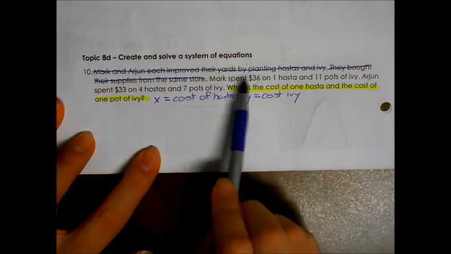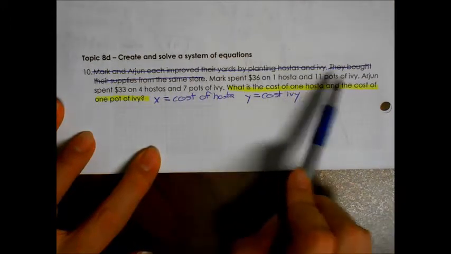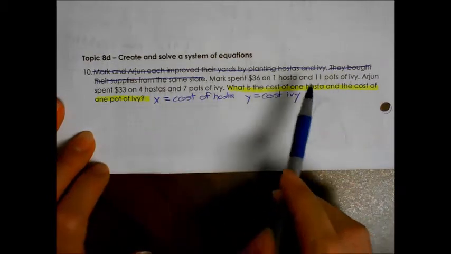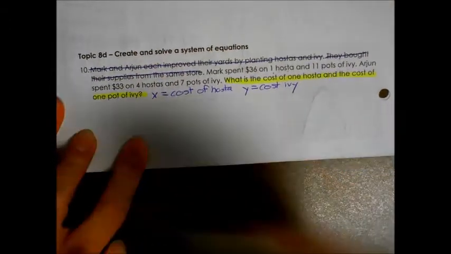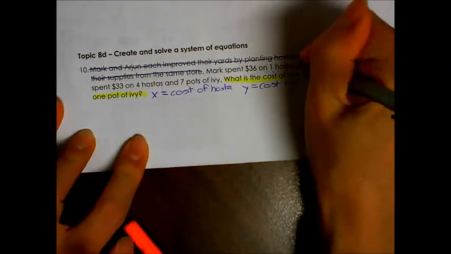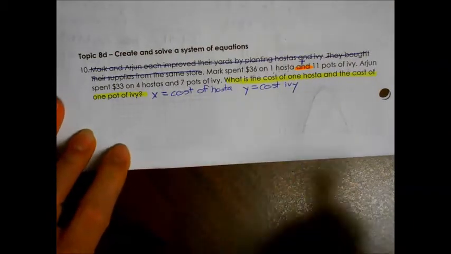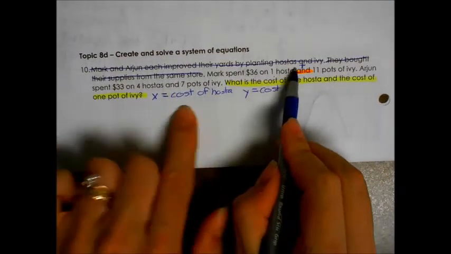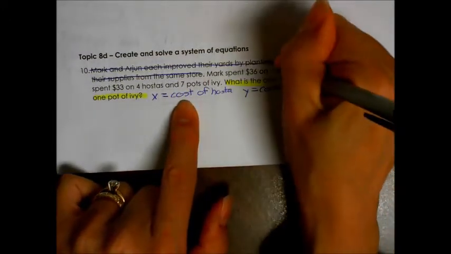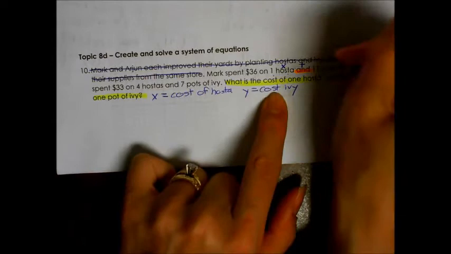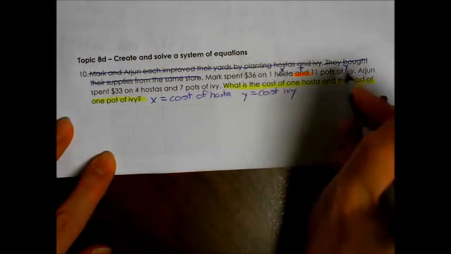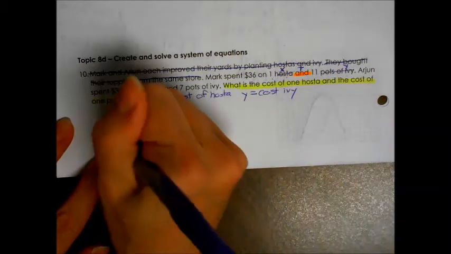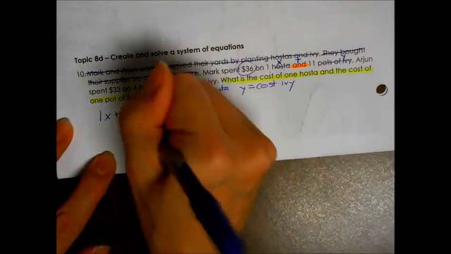This I care about. Mark spent $36 on 1 hosta and 11 pots of ivy. So that means that 1 hosta, the word and right here means plus. It means 1 hosta plus 11 pots of ivy costs $36. Well, I know that the cost of the hostas is x, so I could replace hosta with x. I could replace ivy with y. So I have 1x plus 11y. I'm just going to cross it out so it makes it a little more clear. 1x plus 11y, and it equals this, $36.